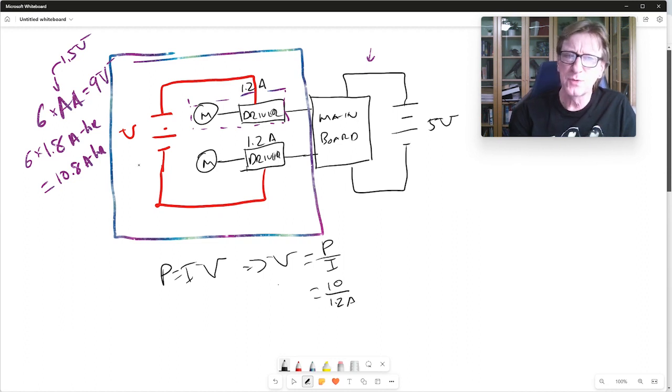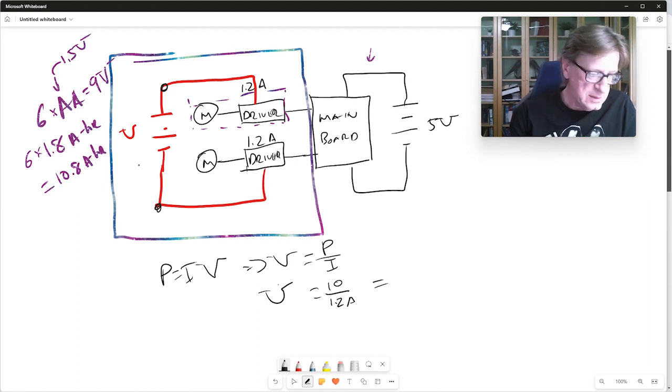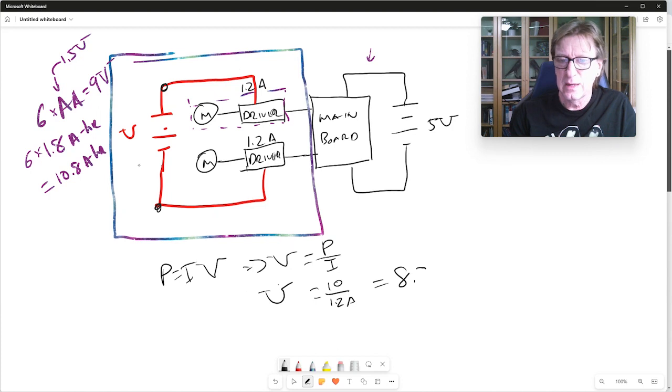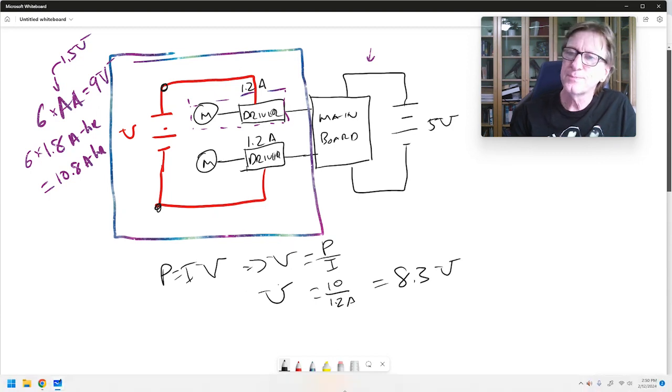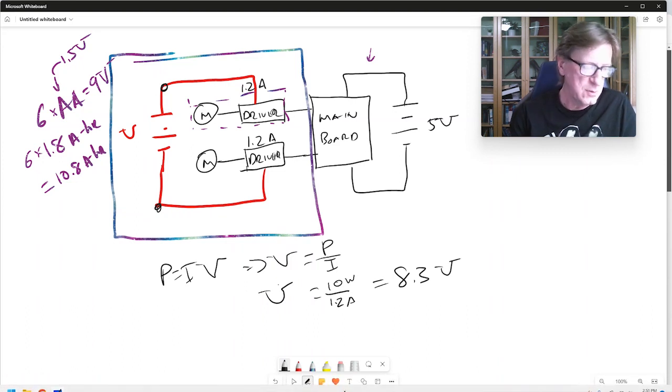And remember that the voltage in each driver has to be the same. There's no other way around that, right? Because voltage is just a potential difference. That's it. And it's all being provided by this battery right here. So that's going to be the voltage of my battery pack. And so when I do that, I get 8.3 volts. Check and make sure that you get the same thing. So this is going to be 10 watts divided by 1.2 amps, and we get 8.3 volts, which is less than our 9 volts. So that's good. We're good to go for that.